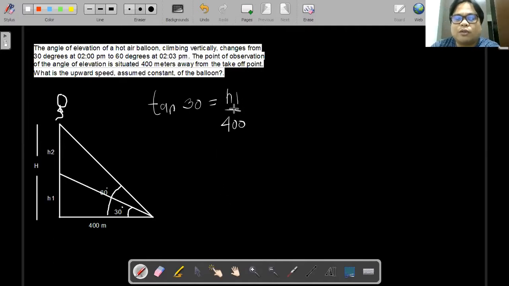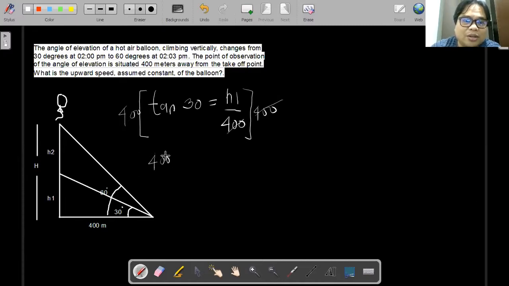Okay, so to solve for h1, we will cross multiply 400 to the other side. Or in other words, we can also multiply both sides by 400. Either way, whichever is comfortable with you, so that you can cancel this one out. Then all you have left is 400 tangent of 30. That's your h1.